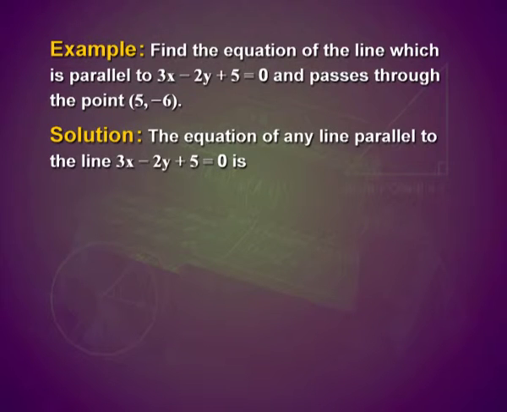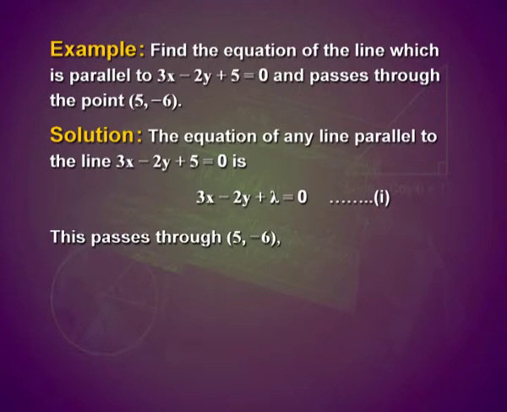The equation of any line parallel to the line 3x minus 2y plus 5 is equal to 0 is 3x minus 2y plus lambda is equal to 0. Take this as equation number 1. This passes through the point 5 comma minus 6. Therefore, 3 into 5 minus 2 into minus 6 plus lambda is equal to 0. That gives lambda is equal to minus 27.